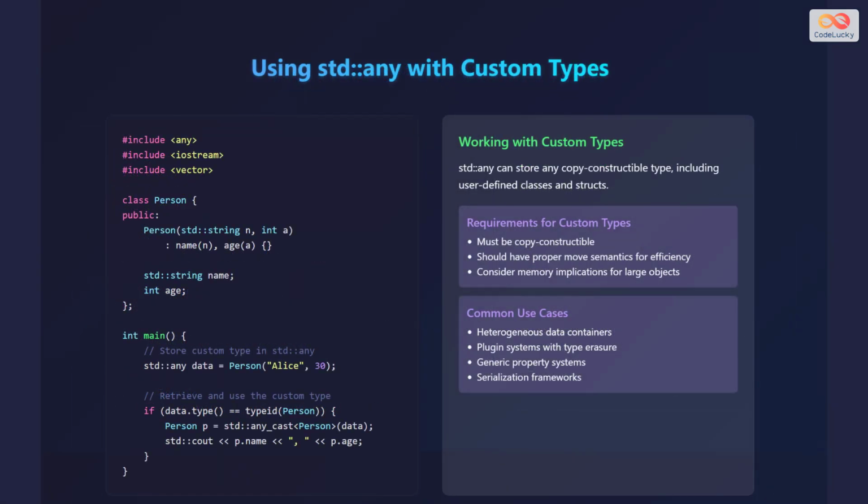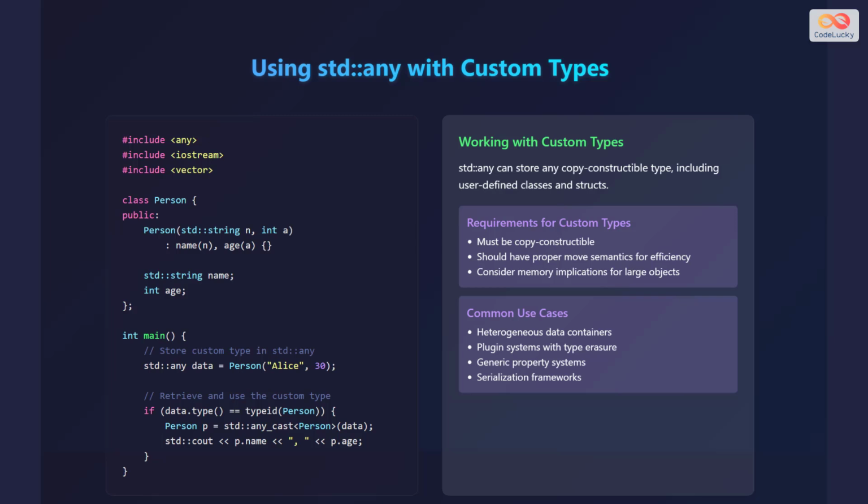Using std::any with custom types. std::any can also be used with custom types such as classes and structs. This example defines a class named Person with a name and age. We create a std::any object named data and store a Person object in it. To retrieve the Person object, we first check if the type of the contained value matches the Person type. If it does, we safely cast the value to a Person object and print its name and age. std::any can store any copy-constructible type, including user-defined classes and structs.